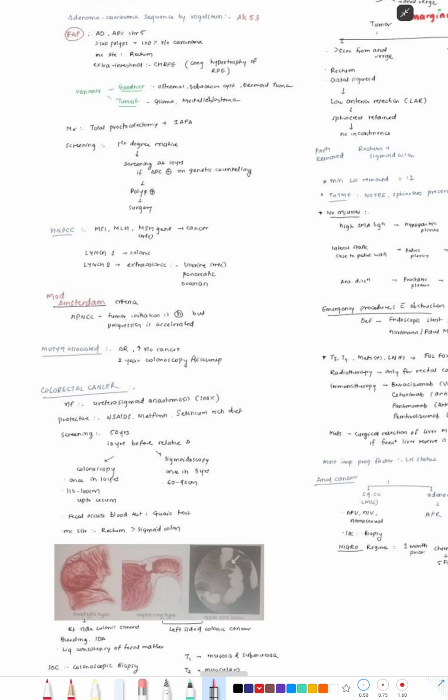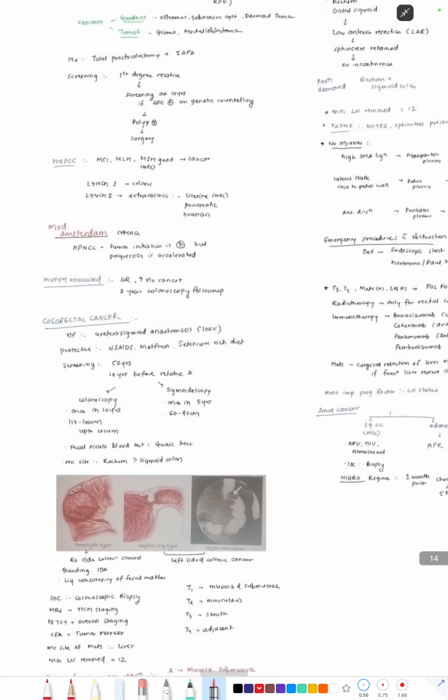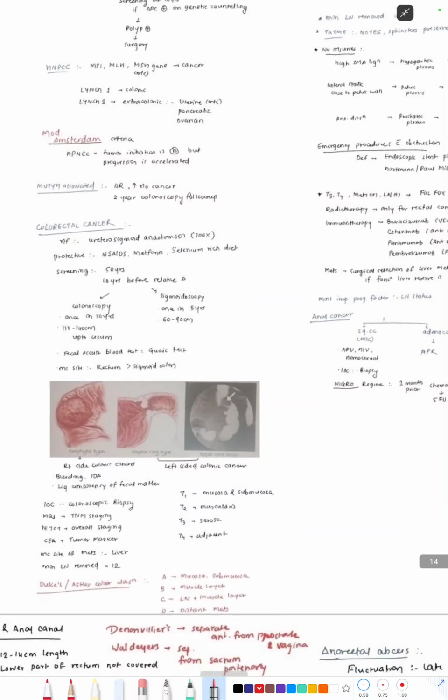Then colorectal cancer. The risk factor for colorectal cancer is going to be ureterosigmoid anastomosis, which increases the chances by about 100 times. Protective are NSAIDs, metformin, and a selenium-rich diet. Screening should be started from 50 years, or 10 years before the younger relative's diagnosis. Colonoscopy should be done once in 10 years, and colonoscopy can view up to 110 to 140 centimeters up to the cecum, while flexible sigmoidoscopy should be done once in 5 years and can view up to 60 centimeters.